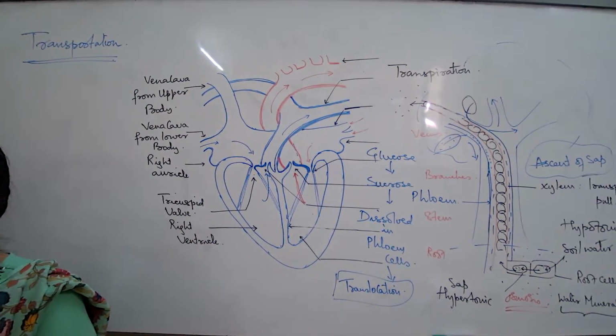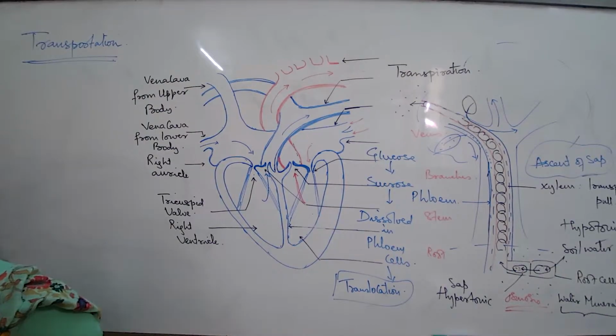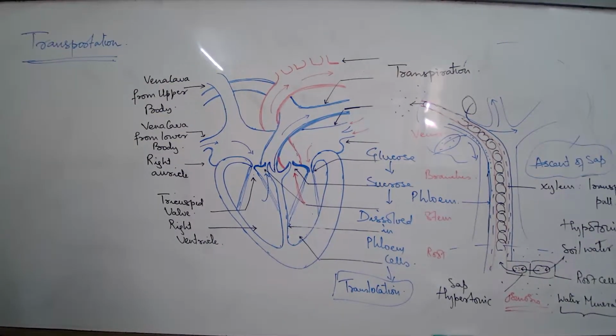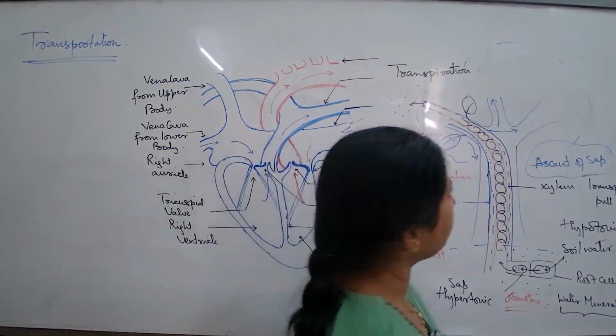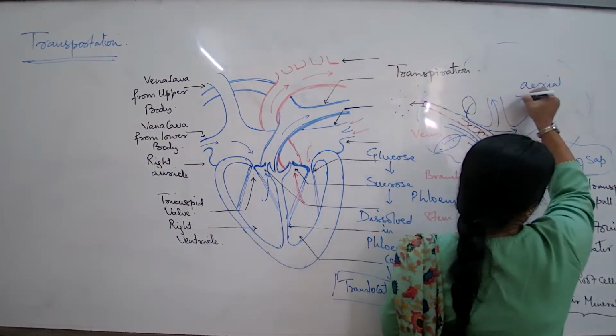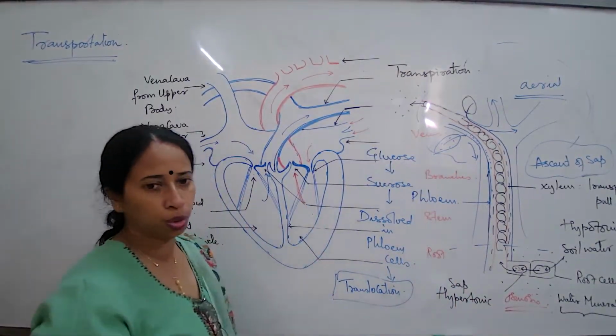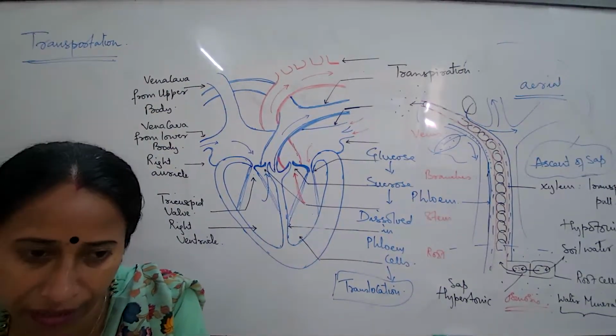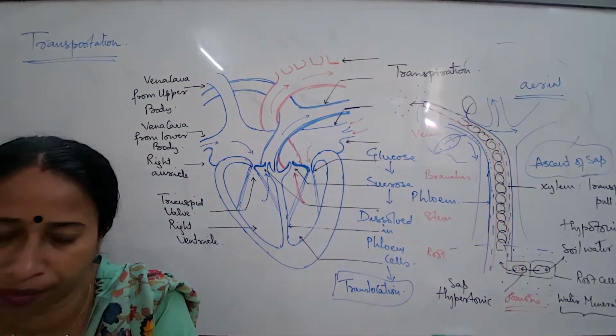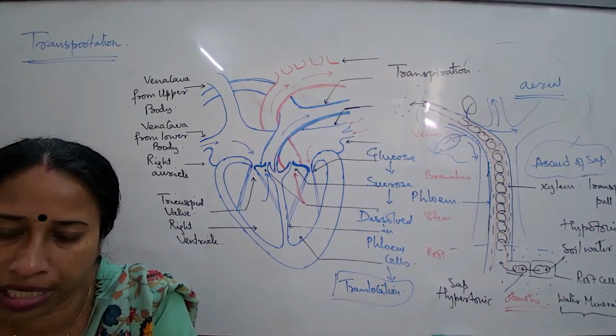The upward movement of water and minerals from the roots to the aerial parts. Now, upper part of the plant is not a very correct word to write. You should write aerial part, meaning till the leaves. The aerial parts of the plant by the xylem is known as ascent of sap.